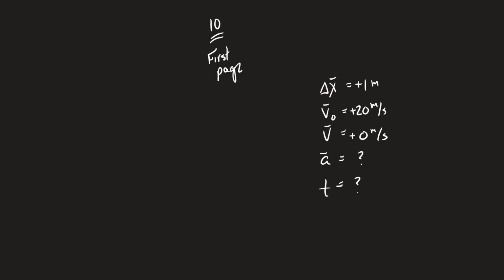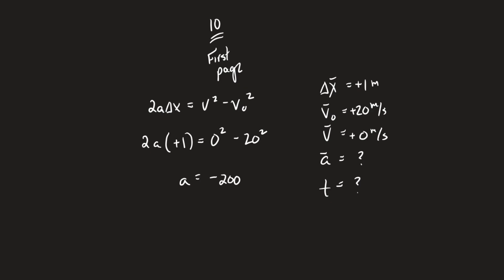So I think our acceleration is going to be negative, but we're going to make everything in the positive direction. So I'm going to choose a relationship that has everything in it except for time first. That will be 2a delta x equals v squared minus v naught squared. That'll solve the first question. What's the acceleration experienced by the car? So 2a times 1 equals 0 squared minus 20 squared. 20 squared is 400. 2 times 1 is 2, so a equals negative 400 divided by 2, or negative 200 meters per second squared. Okay?